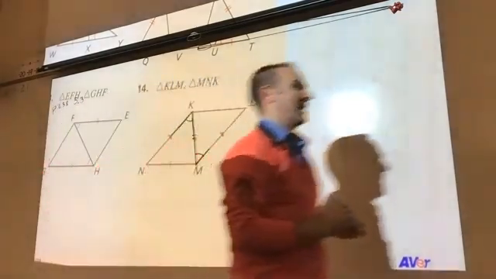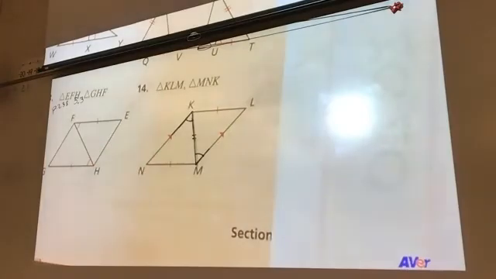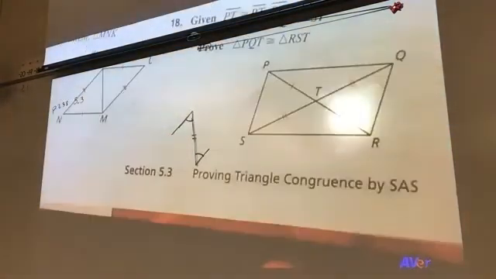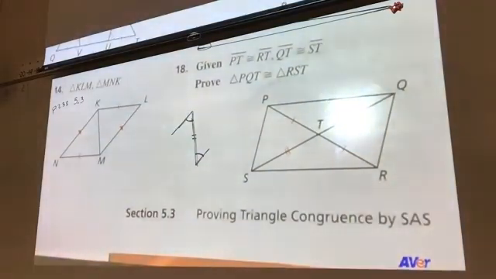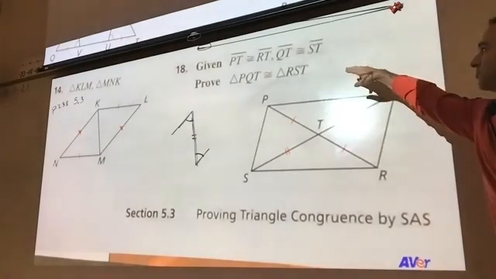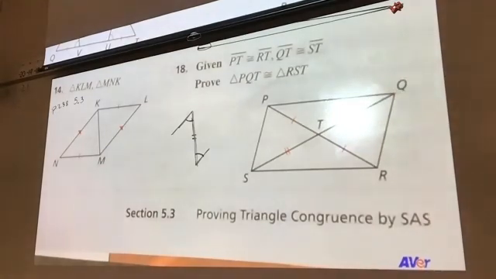All right. I'm not going to have you write out this last proof, but I do want you to discuss it with somebody. Okay, so just talk it through. I'll give you 2 minutes. Talk it through. How would I get those two triangles to be congruent here?